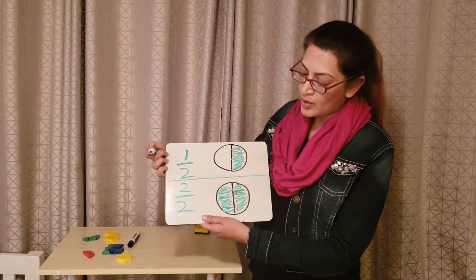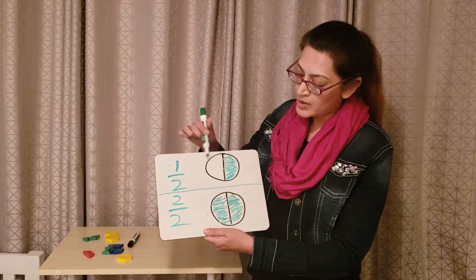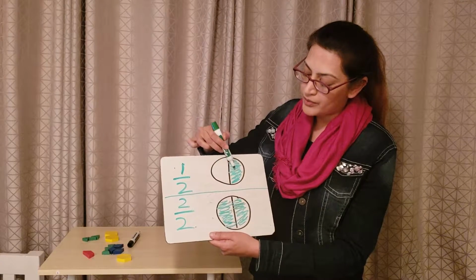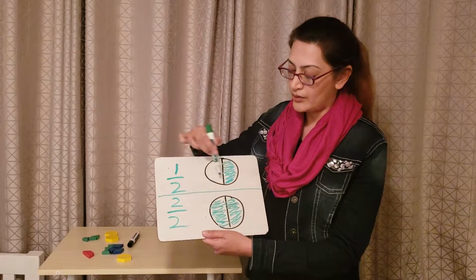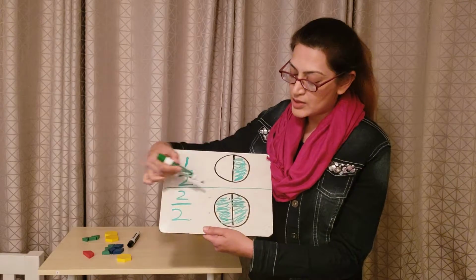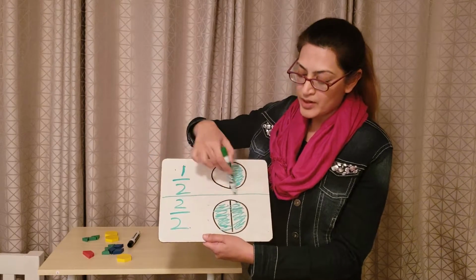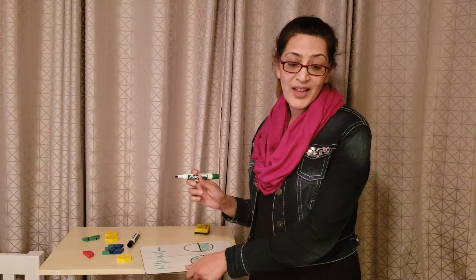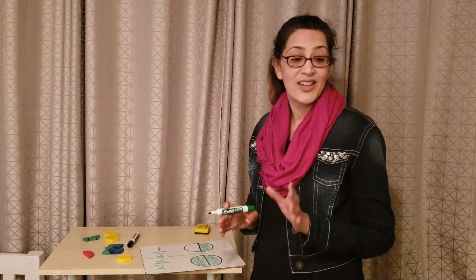To show 2/2, right? So this is the one part and this is the 2 parts. One part colored out of the whole of the circle, and this is the 2 parts colored out of the 2 parts of the circle. So that is the fraction. You guys did a very good job, and thank you very much.